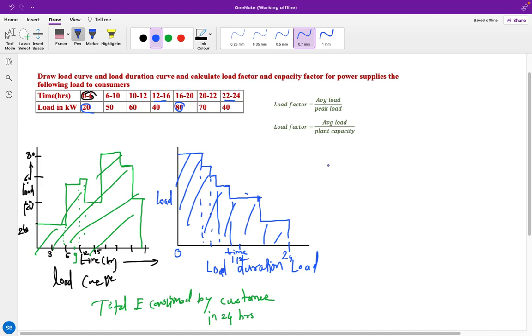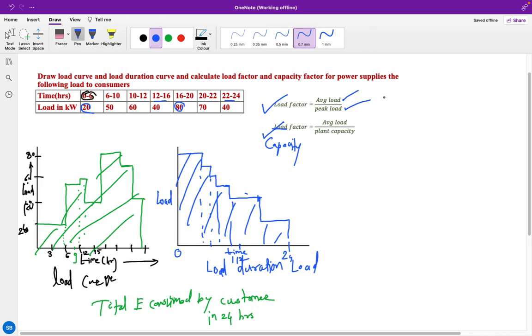For the second bit, we have to calculate the load curve, calculate the load factor, and calculate the capacity factor. The second one is the capacity factor. So first of all, to calculate the load curve, you should know what the average load and the peak load are.